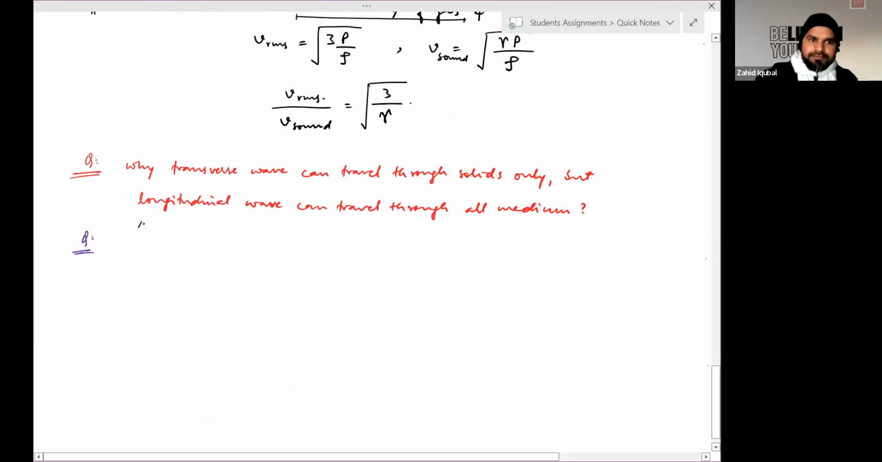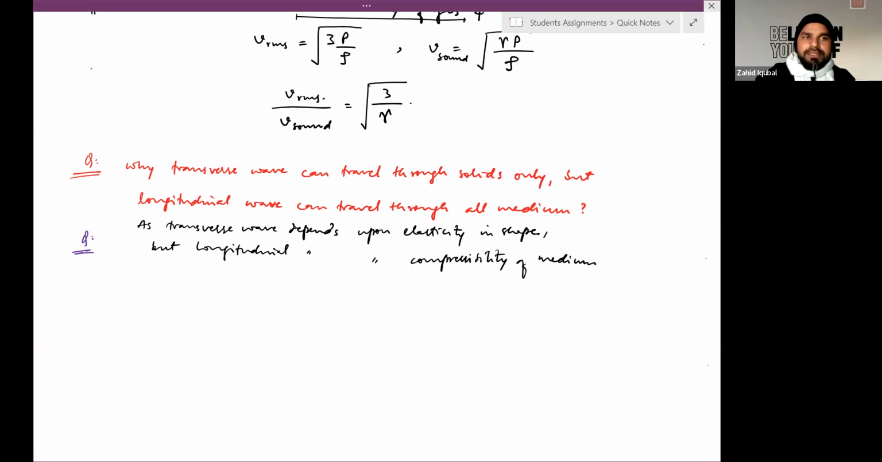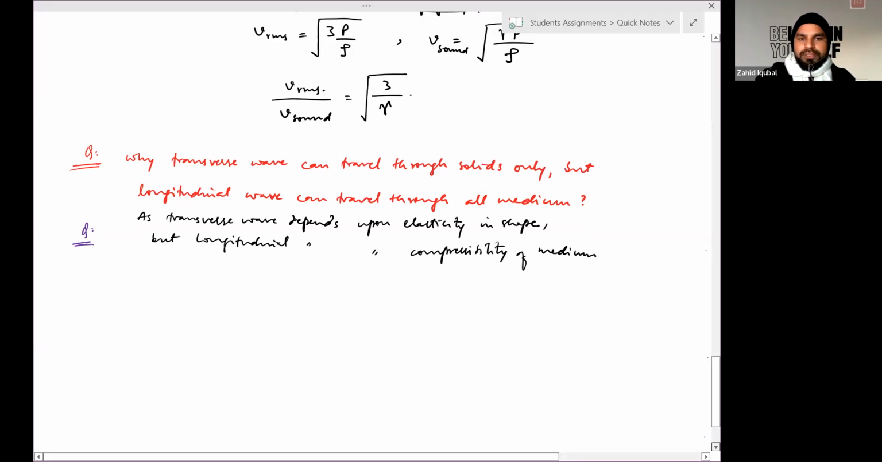So your answer will be: as a transverse wave depends upon elasticity of shape, but a longitudinal wave depends upon compressibility of medium, and elasticity of shape is defined for only solids, and compressibility of medium is defined for all mediums. Hence, a longitudinal wave can travel through all mediums, but a transverse wave can travel through only solids.